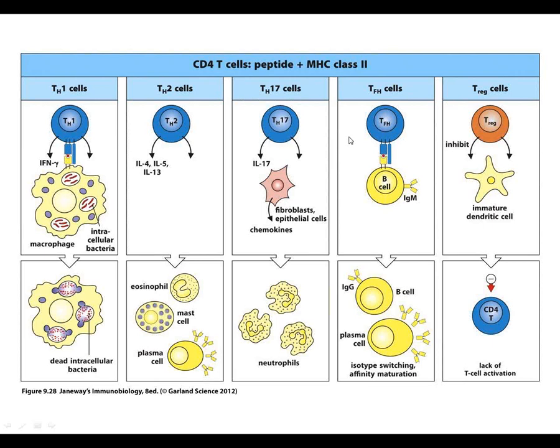And then there's a specialized T helper cell called a follicular helper T cell that sticks around in the follicle of the lymph node. It doesn't leave. It never regains that CCR7 receptor. And its whole job is to stay and to activate B cells and help a B cell differentiate into what it needs to differentiate into.